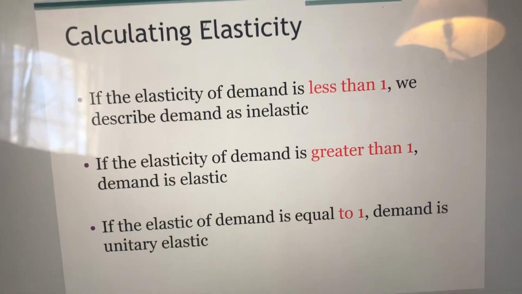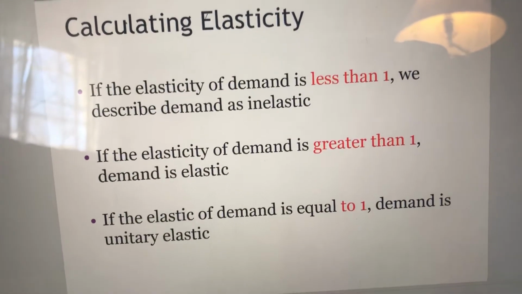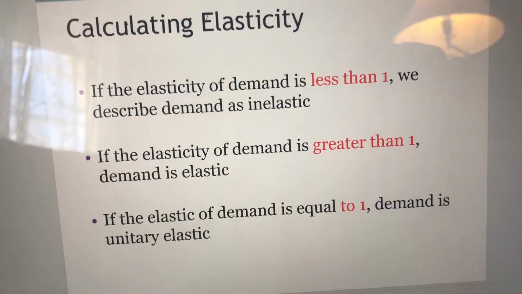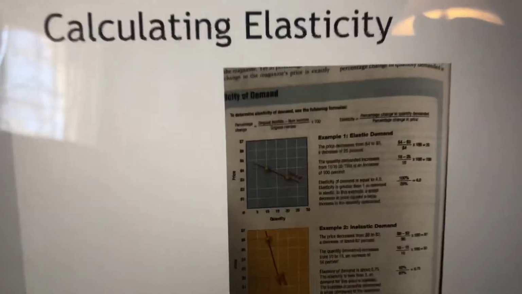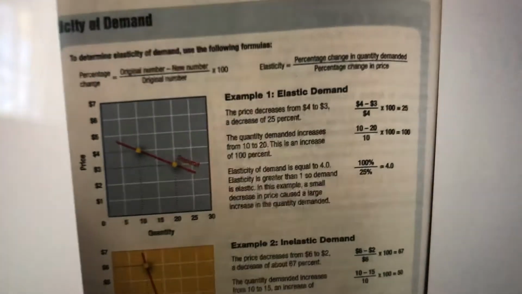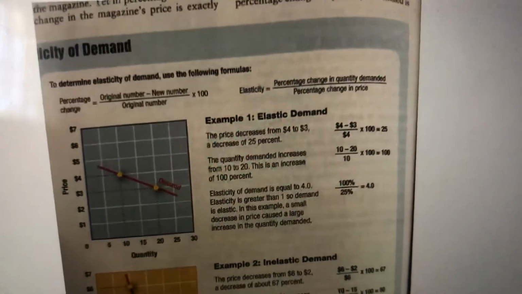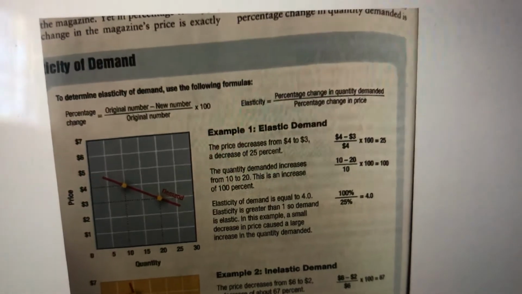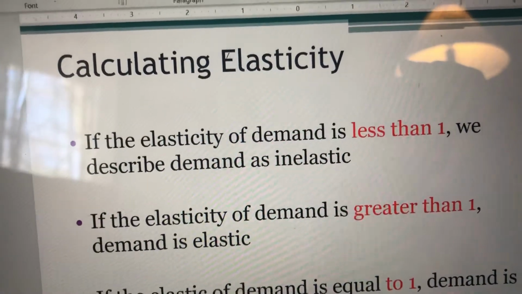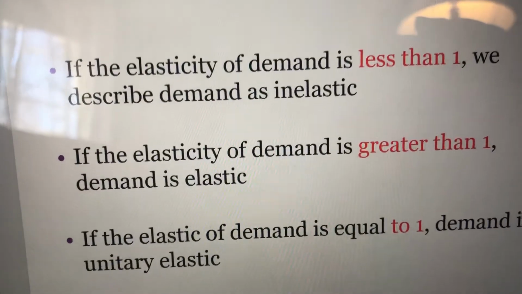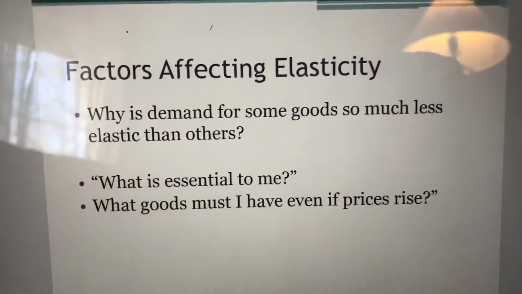And then lastly, if the elasticity of demand is equal to 1, then demand is considered unitary elastic. So again, here is this very fancy formula where you're taking the original number minus the new number over the original number times 100 to get a percentage change. So if you went through all of these steps, you're just going to look at your answer. So if you work out that formula, it's less than 1, it's inelastic, greater than 1, elastic, equal to 1, unitary elastic. So just remember those 3 categories.